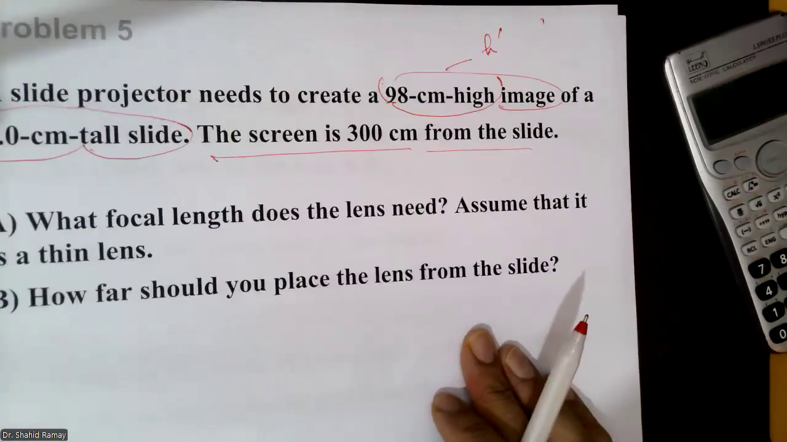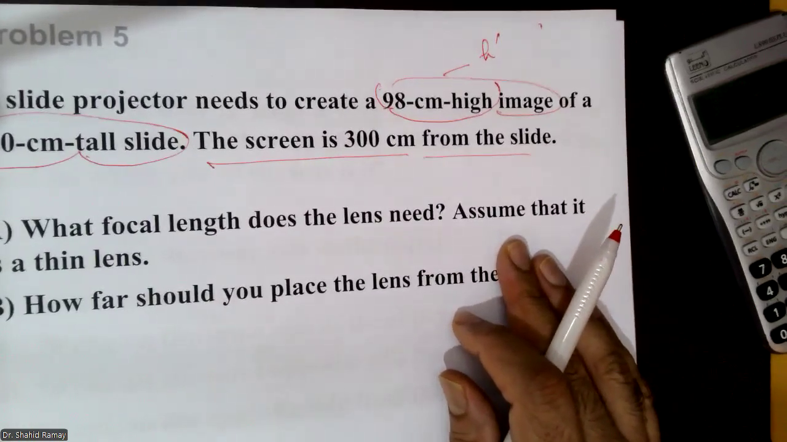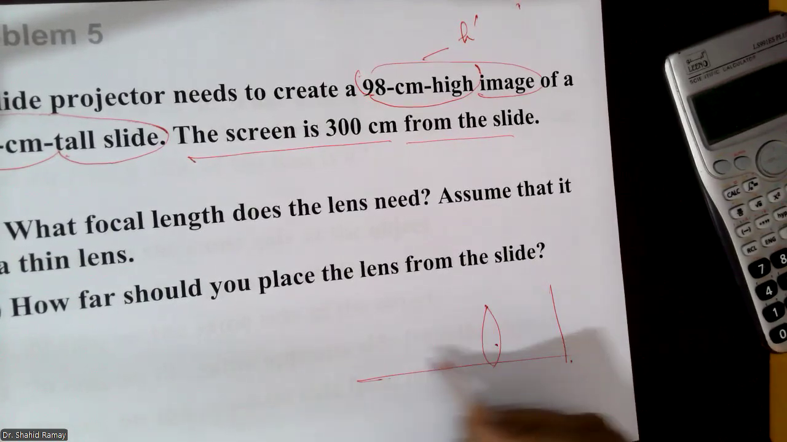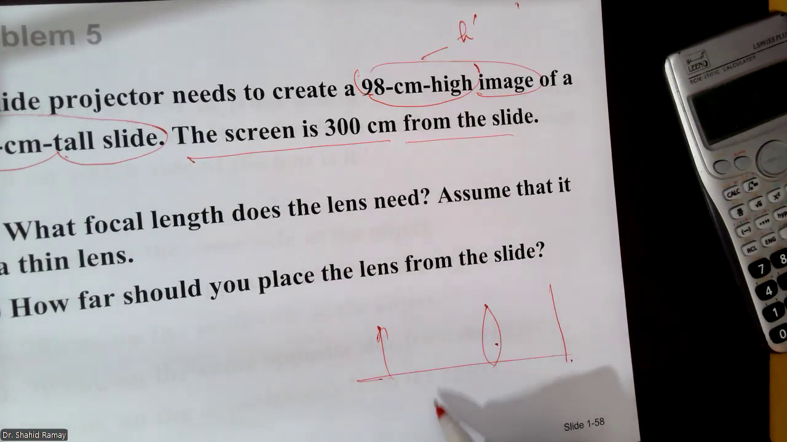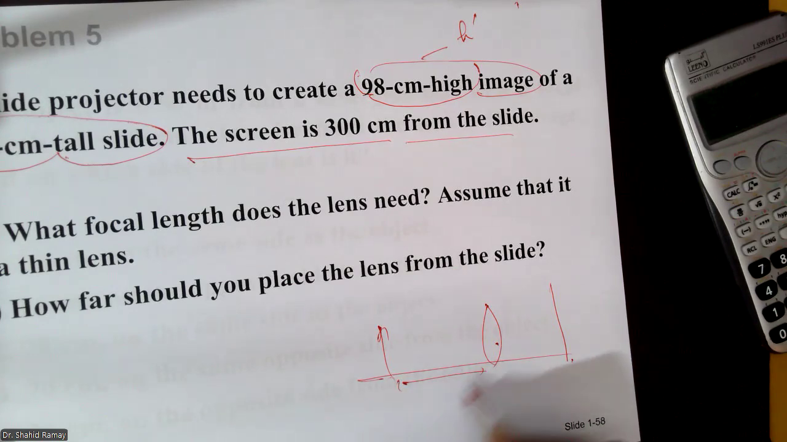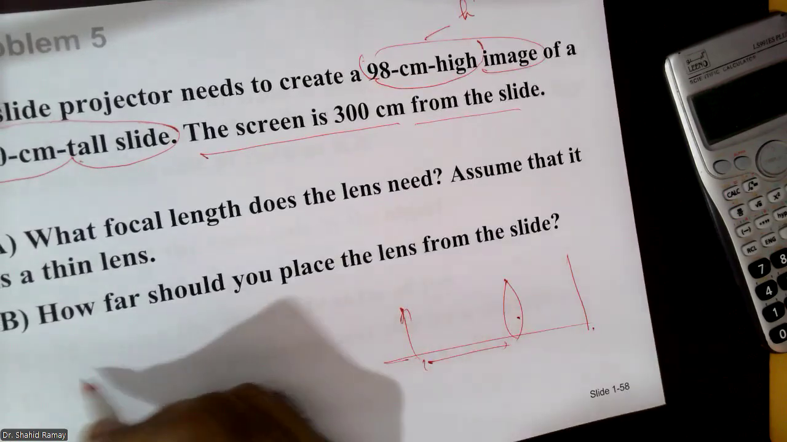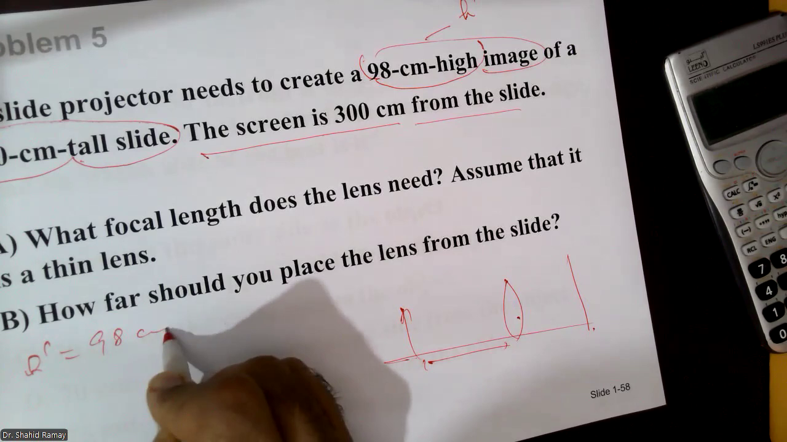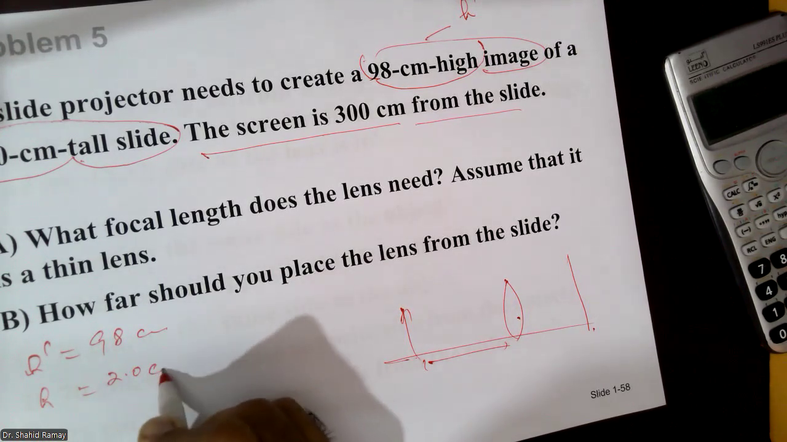Slide means this one. So surely the image will be on the screen. So if we have a screen here, and here is the lens, and here is the object, or this 2 centimeter tall slide. Sorry, it is not a distance, its height is 2 centimeters. So it means H dash is equal to 98 centimeter, and H is equal to 2 centimeter.